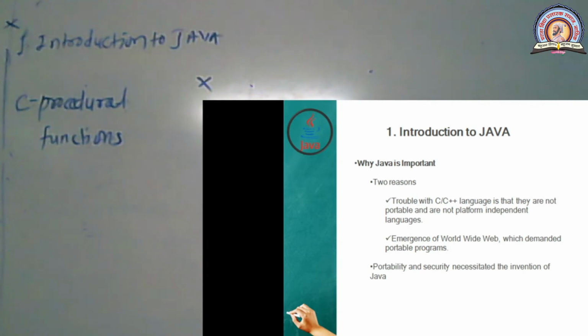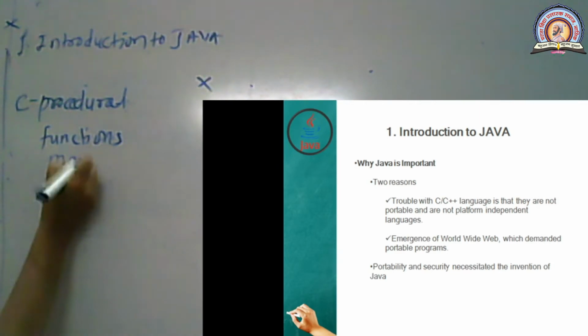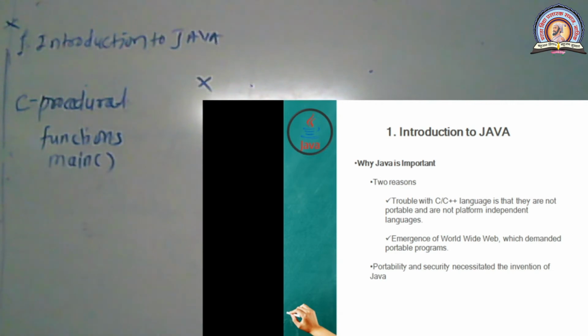For example, a C program. Here the default function is the main function. It's a compulsory function because execution of a C program starts from the main function. And the statements which are to be executed are included inside this main function. We can write user-defined functions also, and we can include the statements into those user-defined functions.